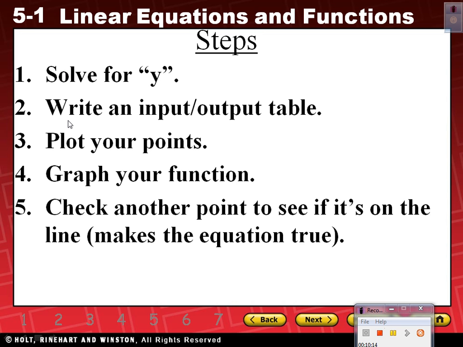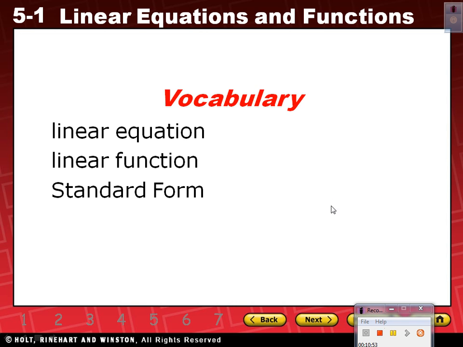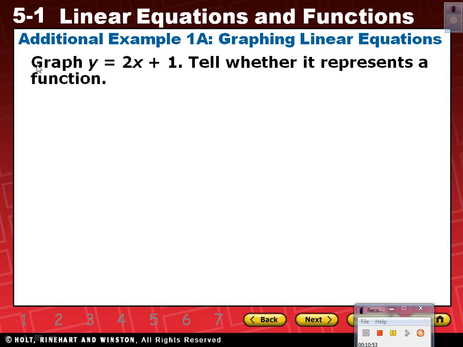I'm going to go ahead and get started with the first example, okay? So what I want you to do, I want you to switch from the Cornell Notes to the graphing paper. I want you to get the big graphing paper, or the big coordinate plane, in front of you. It has two sides, one with small and one with a big one. All right, here we go. So copy this example at the top left. Example 1A. You're going to write: graph y equals 2x plus 1. Tell whether it represents a function. Copy that.